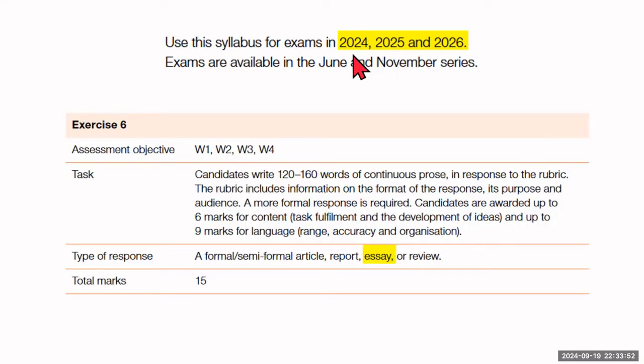From this year onwards, the syllabus has changed and students are required to learn to write an essay. And if you would like to learn to write an essay, you have come to the right place.